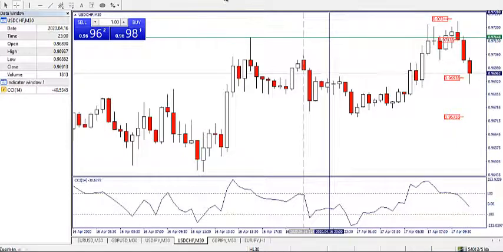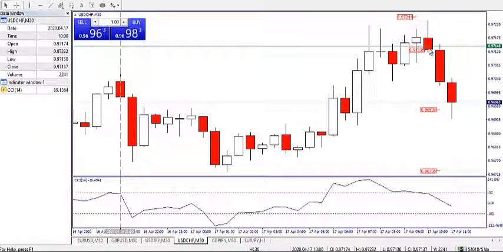Let me go ahead and open this up one click. So that's my entry. Now notice this one. This one moved up and it did go within the 10 pip range, as you can see here, to the downside and to the high side. It didn't exceed though on that last move higher. And then I get my confirmation with the CCI indicator.